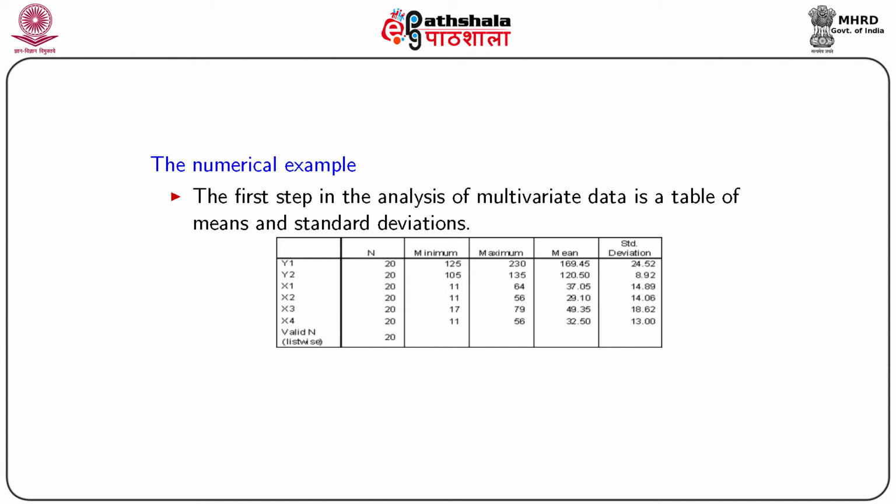The mean value of this dependent variable, which is the measure of success in grad school, is 169.45 and as a measure of dispersion or variability, we have standard deviation, which for this variable is 24.52. Now, since we are talking about a lot of variables, explanatory as well as dependent, we would be interested in looking at the correlation coefficient.